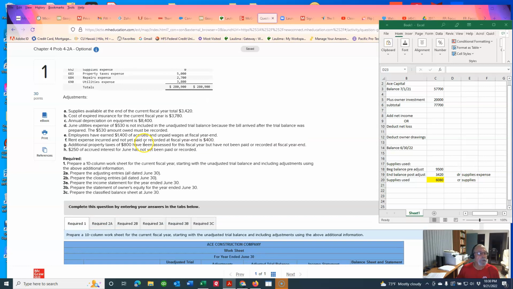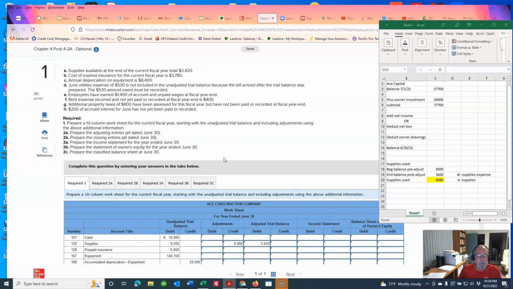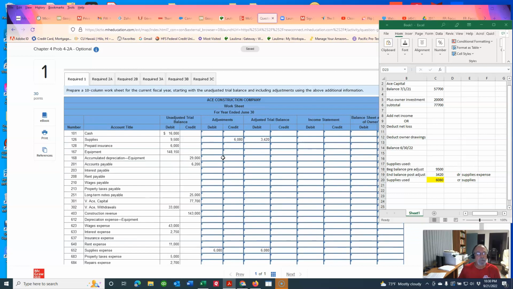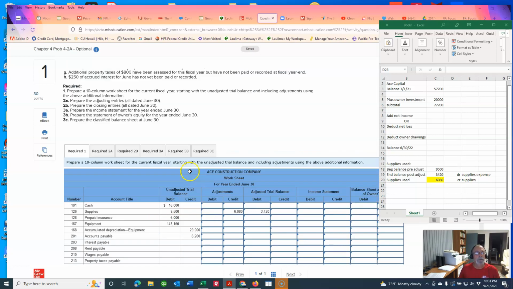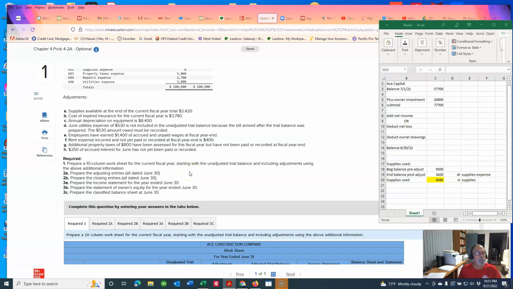Let's see, adjustment B, cost of expired insurance for the current fiscal year is $3,780. Now, to record an adjustment for expired insurance is a little bit more straightforward. And the related accounts are prepaid insurance, which is an asset account, and insurance expense, which is an expense account. And so again, the amount of prepaid insurance that has expired for the current year is $37.80.